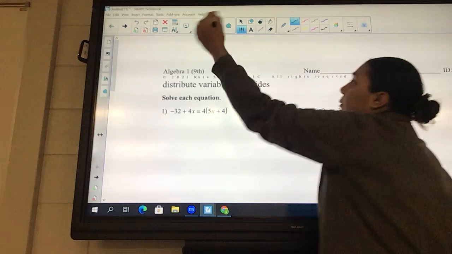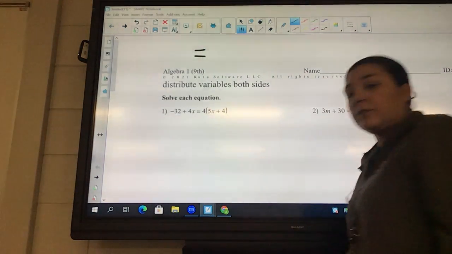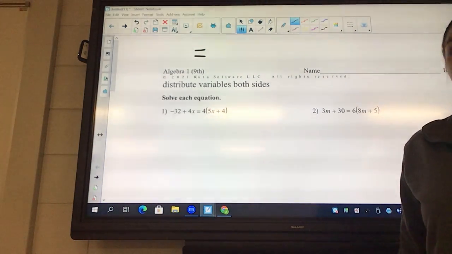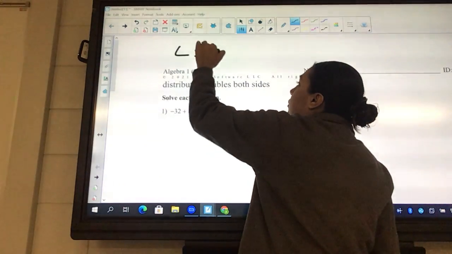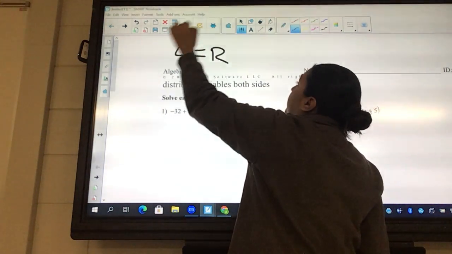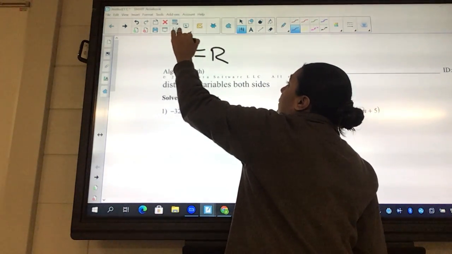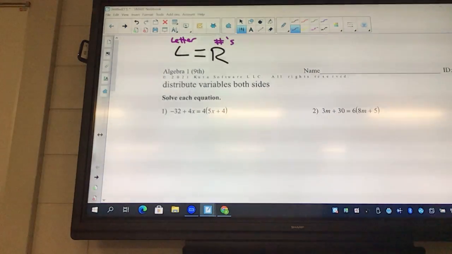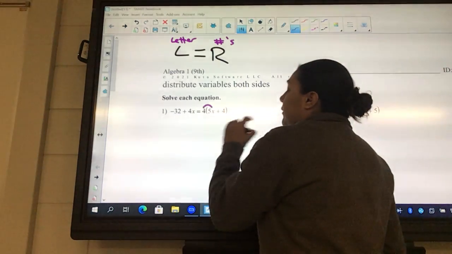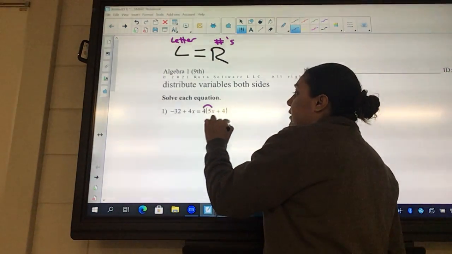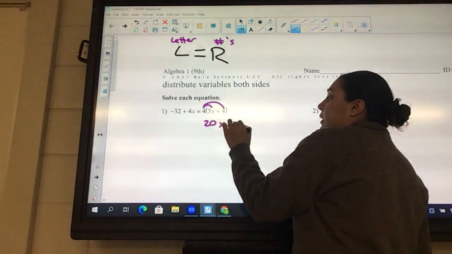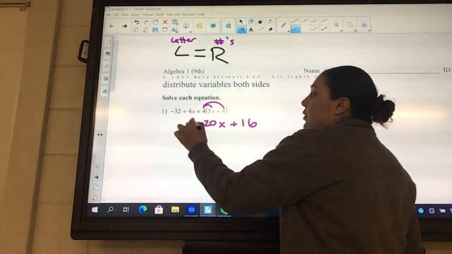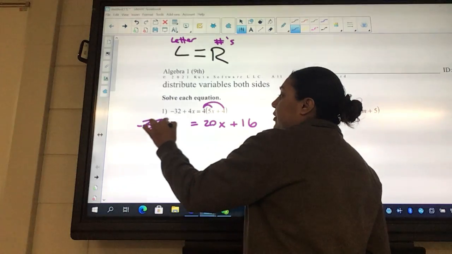Yesterday we talked about where do letters go? Letters go to the left, numbers go to the right. The same rule still applies today. Okay, 4 times 5 is going to be 20x. 4 times 4 is going to be 16. So we've distributed. On this side, we have not changed anything.